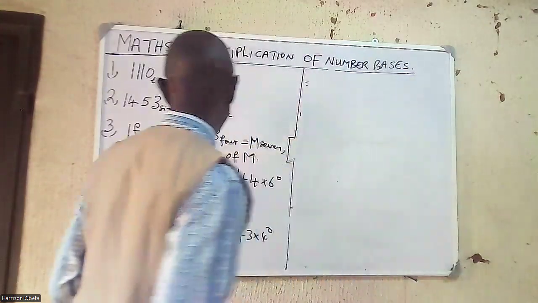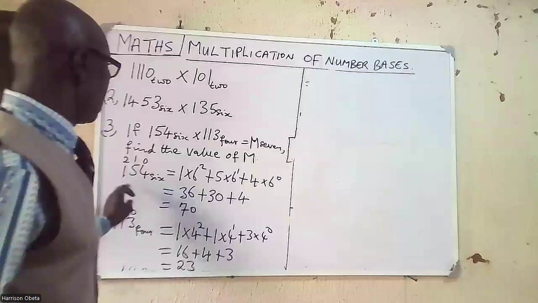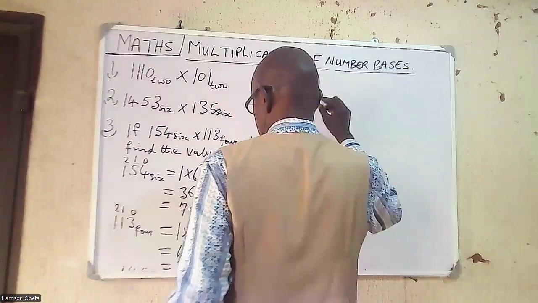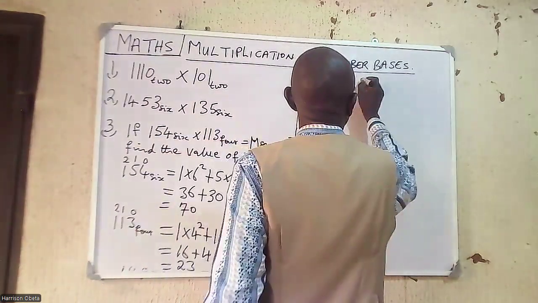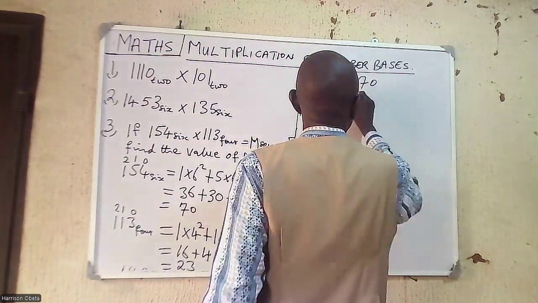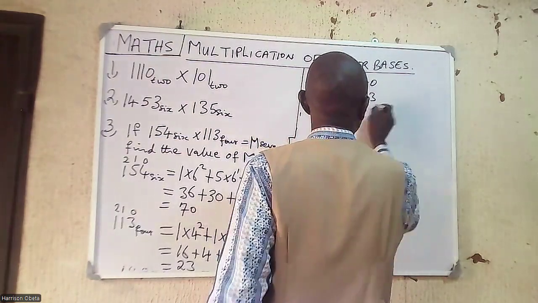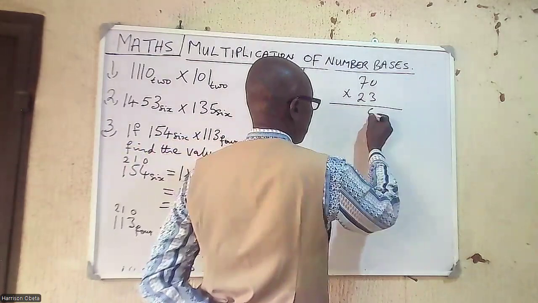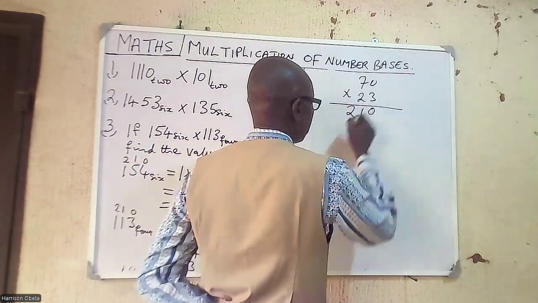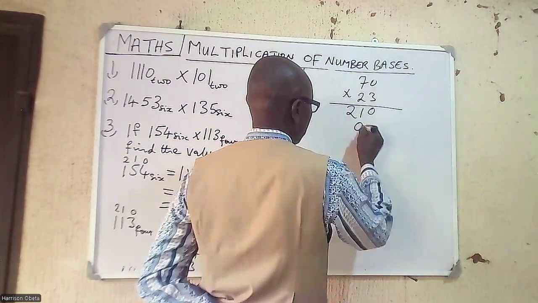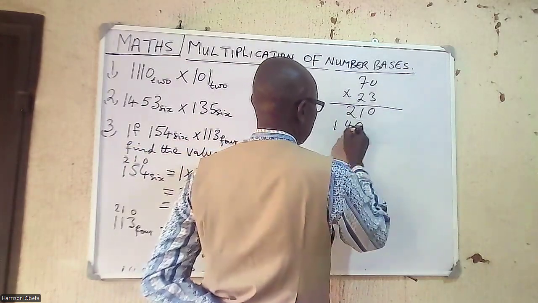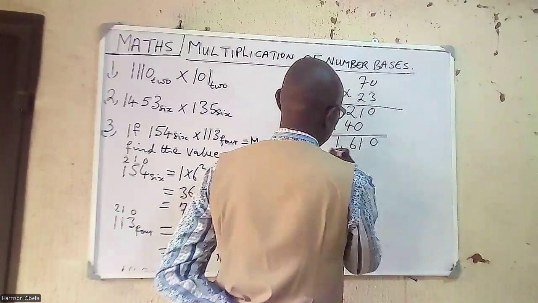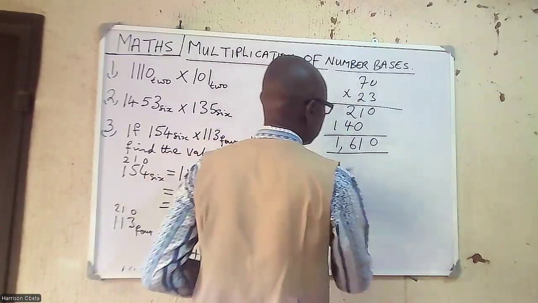So coming over here, we are now going to multiply these two. That's the answers to them, and then we convert to base 7. That means we are now going to have 70 times 23. 3 times 0 is 0. 3 times 7 is 21, so 210. 2 times 0 is also 0. 2 times 7 is 14. That is 0, 1, 6, 1. So this is the value we have in base 10.